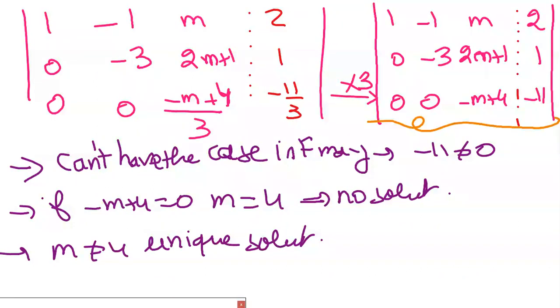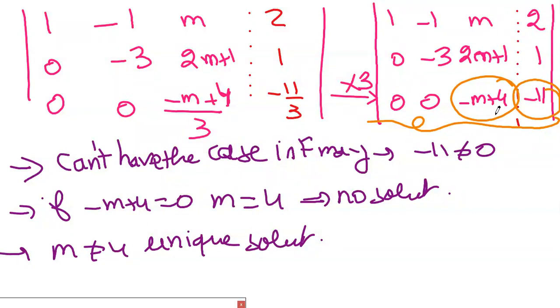Then I just need to look at this case here, those two. Can this one be the case of infinitely many solutions? It cannot, because minus 11 cannot be equal to 0. If there was an m here and it was the same m, it could be possible. So I can't have the case of infinitely many solutions. Now, if minus m plus 4 is equal to 0, it means m is 4, and I will have 0 equal to a number, so there is no solution. And for m not equal to 4, I will have a unique solution.